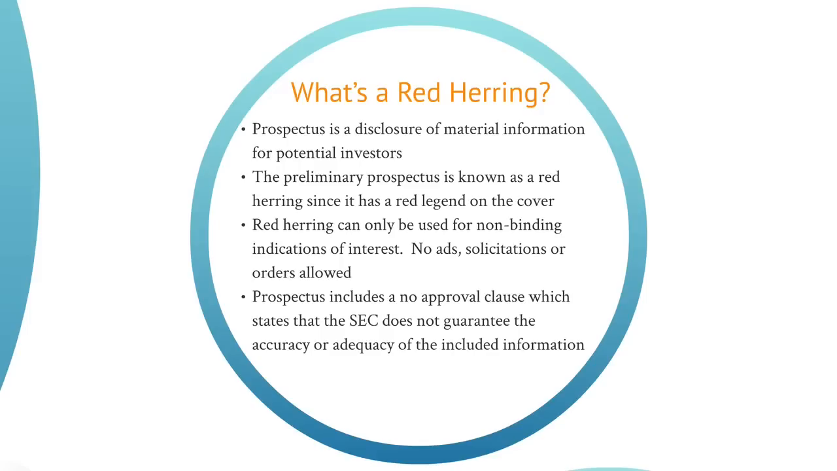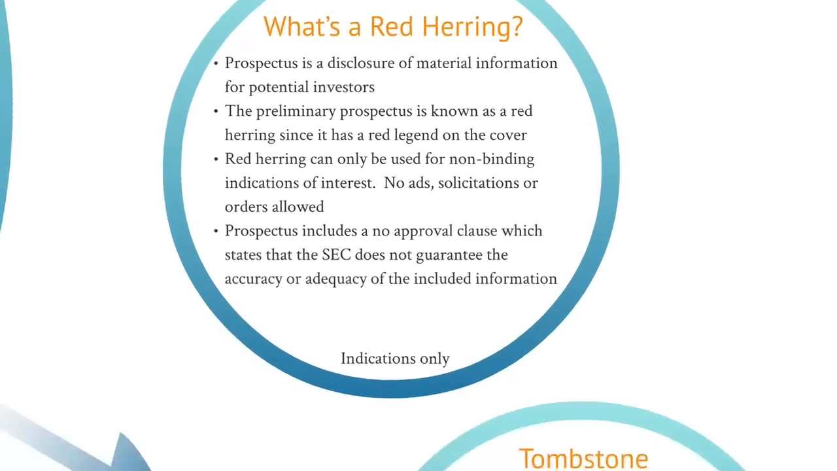In fact, there's an SEC comment saying that nothing in the prospectus, this preliminary prospectus, the red herring, has been verified or guaranteed yet because they haven't done their approvals as of yet. So this is for indications only, not for orders or general ads. They'll go to institutional and large investors with the red herring.